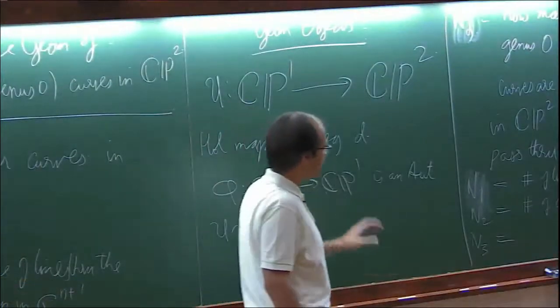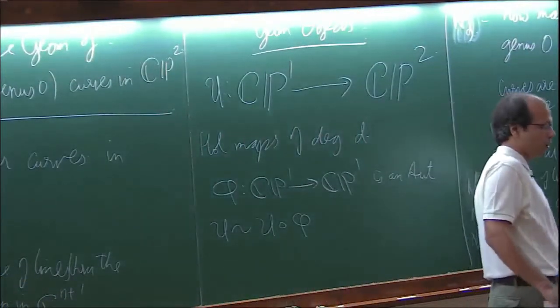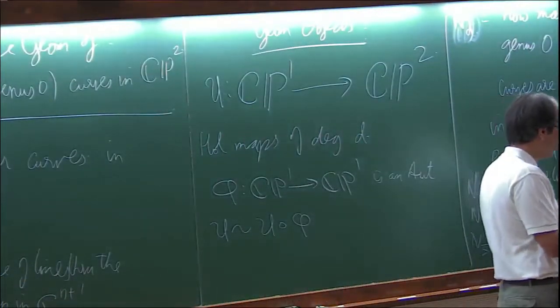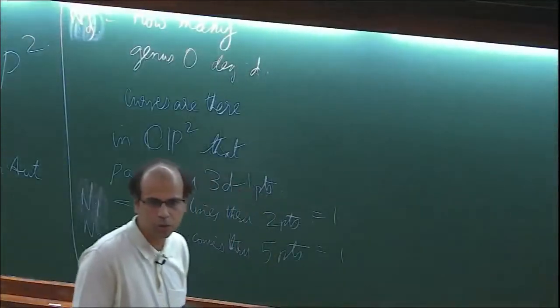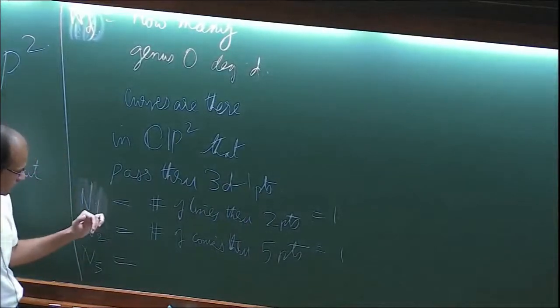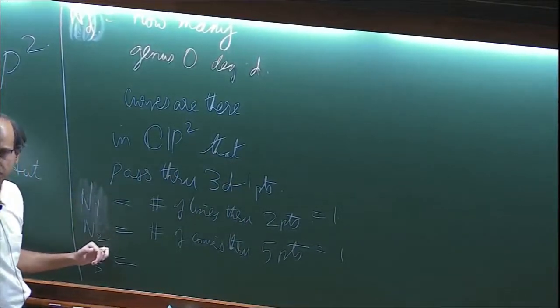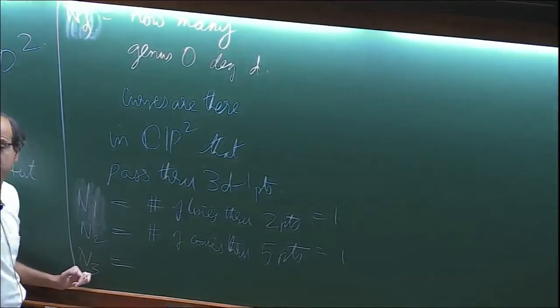Okay, if you think a little bit, this is a standard fact. The genus of a smooth degree d curve is (d-1)(d-2)/2. So the genus of a degree 1 curve and a degree 2 curve is 0. But what is the genus of a smooth degree 3 curve?